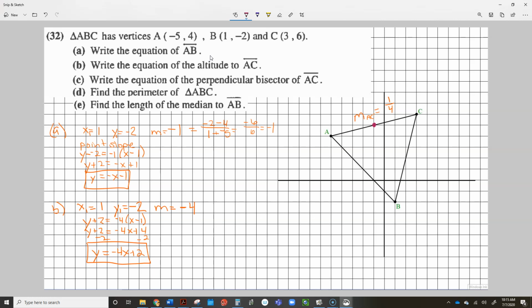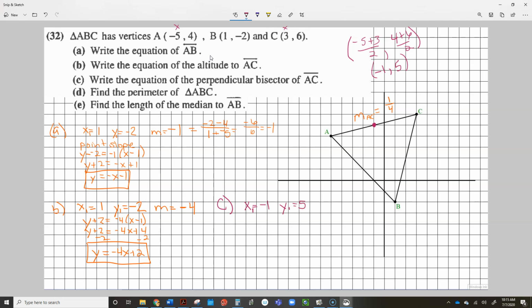Remember, the midpoint of AC is going to be x plus x, so -5 plus 3 divided by 2, and y plus y, 4 plus 6 divided by 2. That's -5 and 3 is -2, so that'll be -1. And 10 divided by 2 is 5, so it should be the point (-1, 5). I got the midpoint, so that's the point that I need. My x1 is going to be -1, my y value is going to be 5.